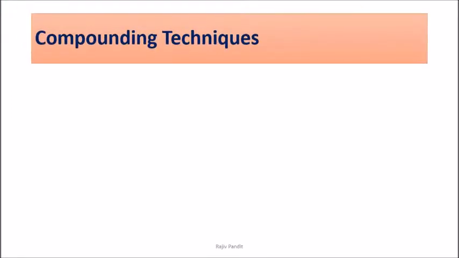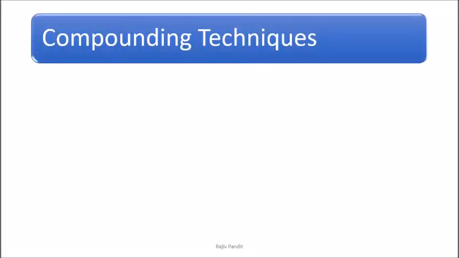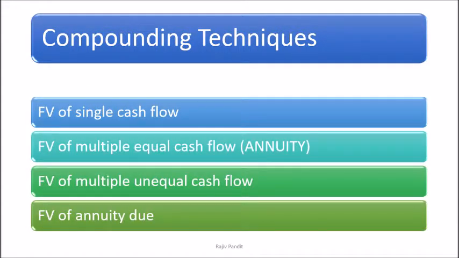Let's turn to the compounding techniques. When the present value of any amount is converted into the future value, it is said to be compounding techniques. Compounding techniques have a total of four cases. These are the future value of single cash flow, future value of equal even cash flow, that is known as annuity, future value of unequal cash flow, and future value of annuity due. Let's turn to future value of single cash flow.